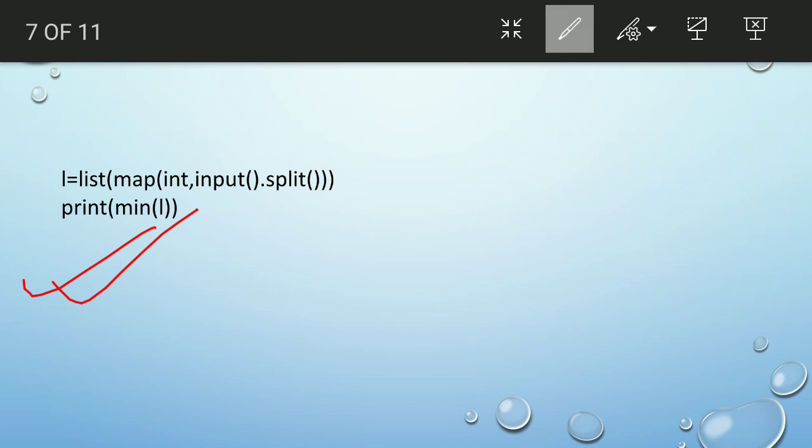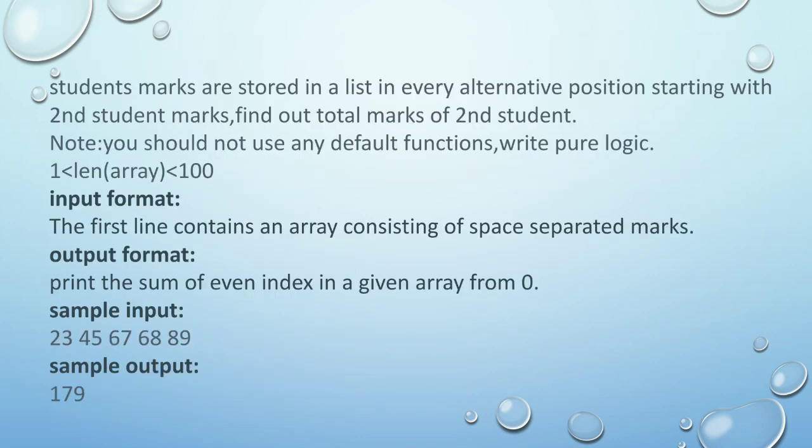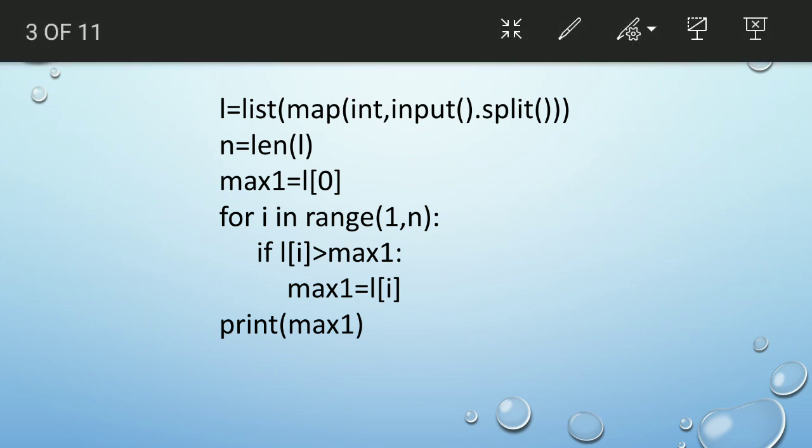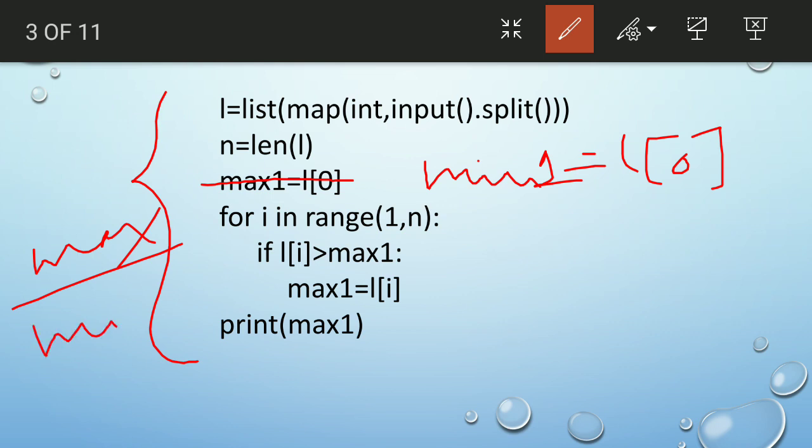But in our question it is telling us we can't use this function. So I will tell you how we find the minimum. This is the program to calculate the maximum, and instead of max we will take min and store L of 0. Just minor changes are needed in the max program to make it a min program. If we make a minor change in this function, we can find the minimum. You should know how to get the logic for that, because that will help you in writing the code.